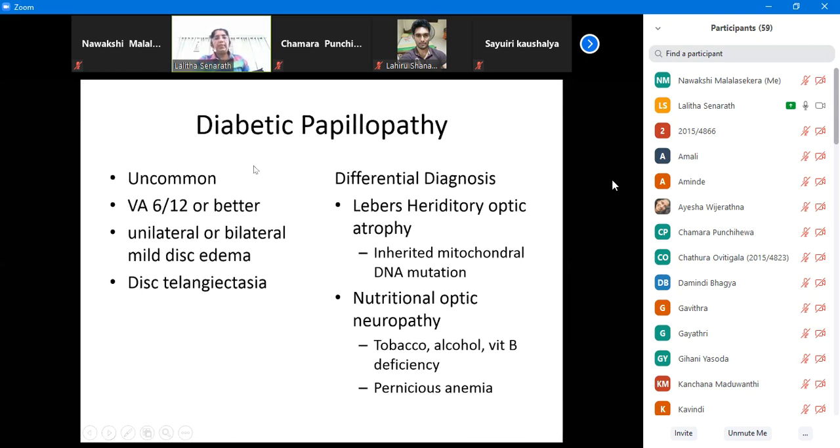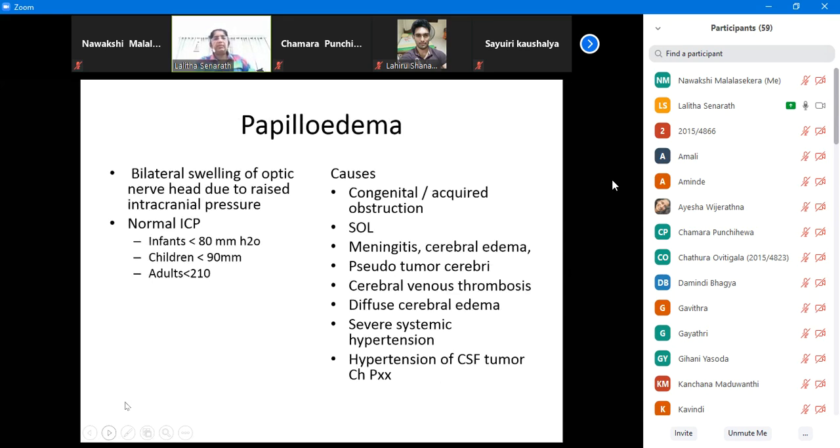The diabetic papillopathy is uncommon, as are the other retinal complications. Visual acuity is 6/12 or better. It may be bilateral. Differential diagnoses are Leber's hereditary optic atrophy, an inherited mitochondrial DNA mutation, and nutritional optic neuropathy. The toxic nutritional optic neuropathy may be due to tobacco, alcohol, vitamin B deficiency, or pernicious anemia. You have heard that vitamin B deficiency can also cause optic neuropathy.